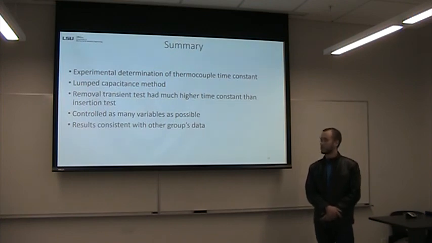So in conclusion, we experimentally determined the thermocouple time constant by plotting the time against the natural log of the normalized temperature, and we used the lumped capacitance method. And we can see that the removal transient test had a much higher time constant than the insertion test. And then we controlled as many variables as possible by doing things such as wiping off the probe when we removed it from the ice bath, so that the convective medium is consistent.